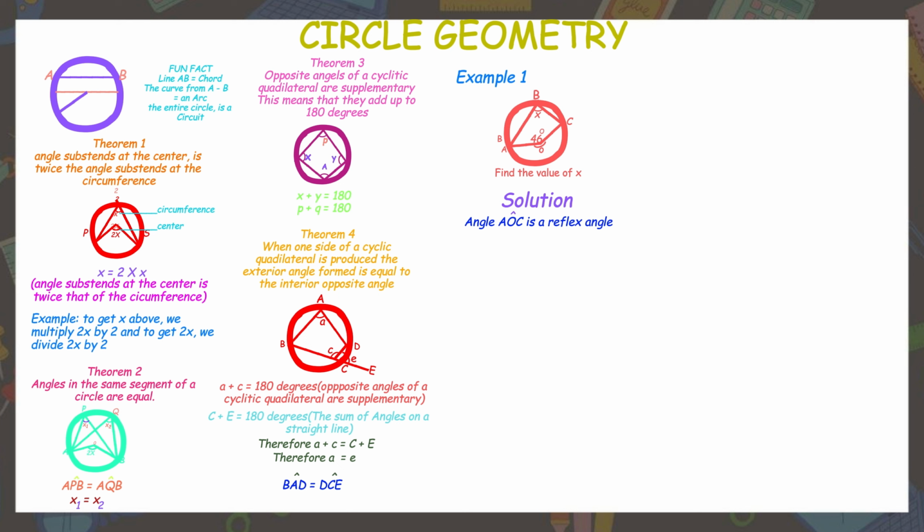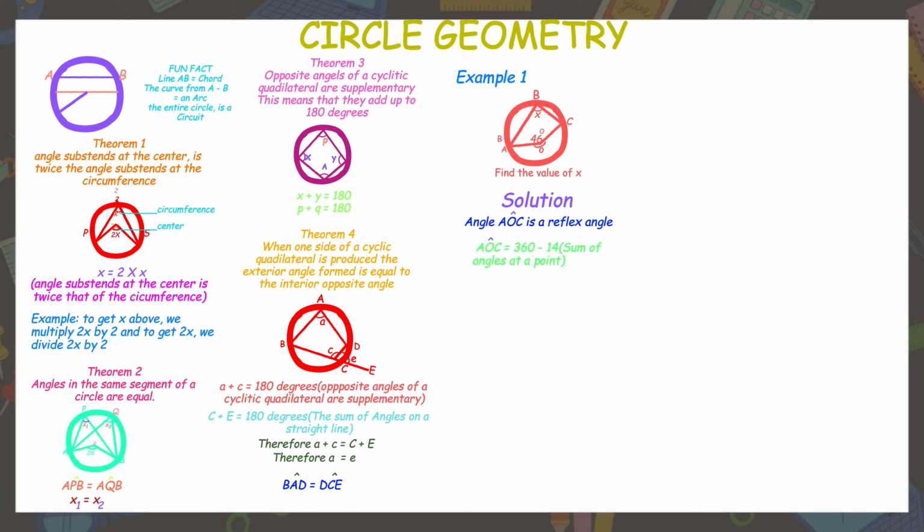So that means that angle AOC is equal to 360 minus 146. And that is, you can call it, sum of angles at a point.